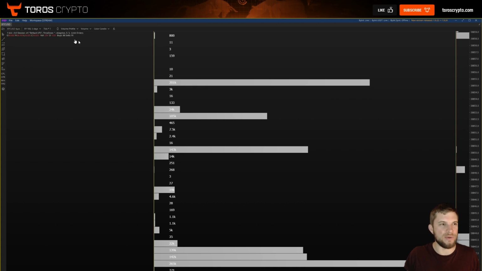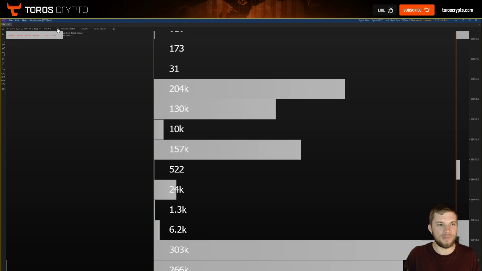Now it's the same thing. So if you were to go to three ticks, you're going to be combining three lots of this data together. Okay.